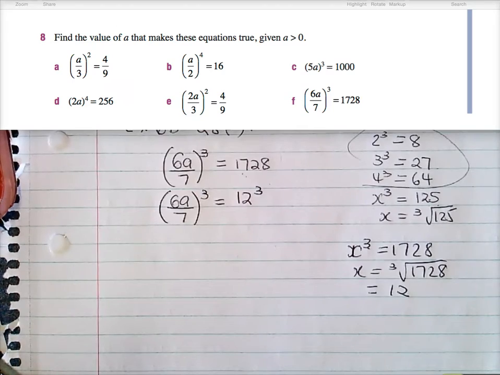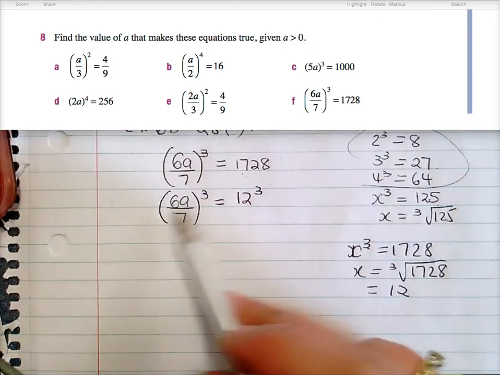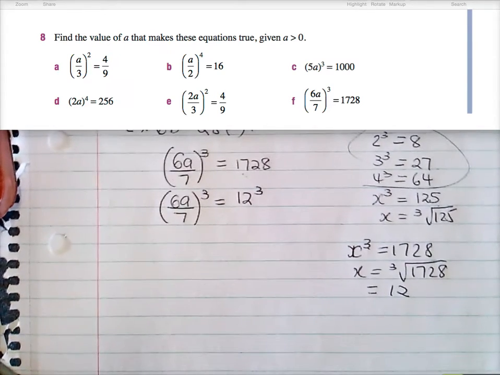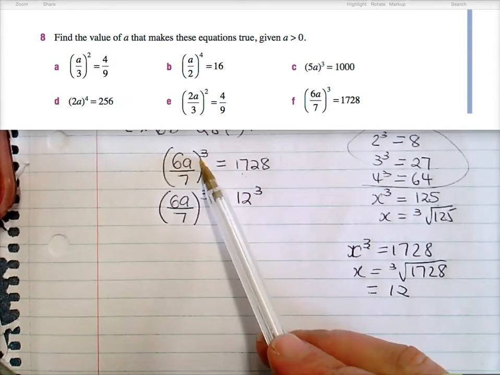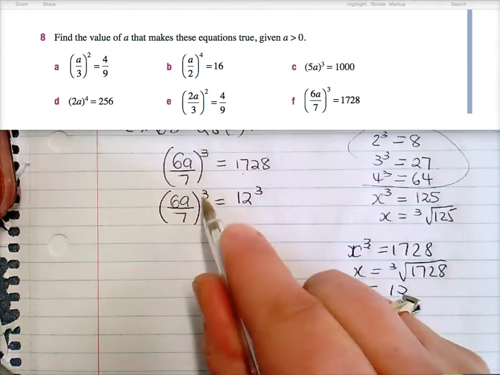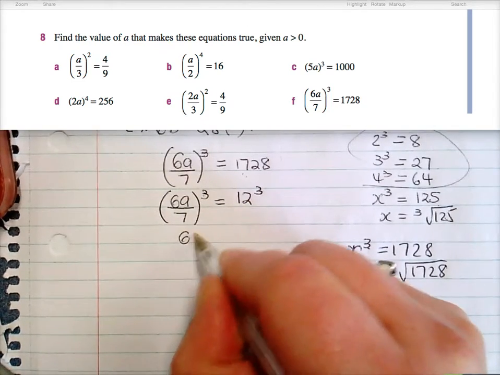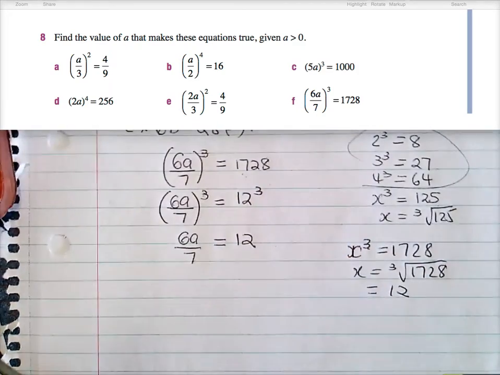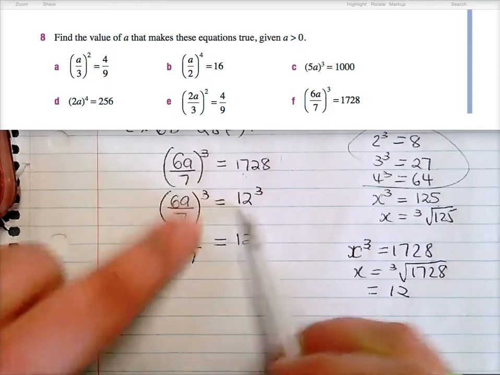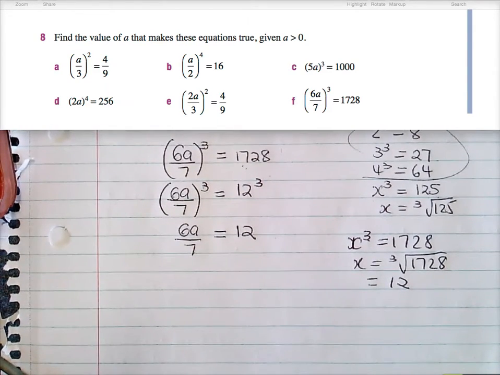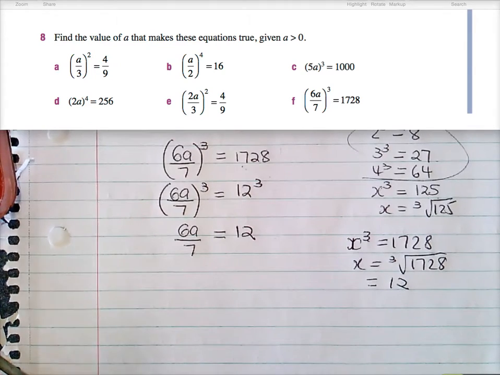We're going to do this two ways. This is one way of looking at it. Why do you think I did cube root? Because the left-hand side is cubed. I thought I'd write the right-hand side as something cubed. Now, girls, see how the cubes are the same? That means that 6a divided by 7 equals 12. I'm going to do this another way in a minute.